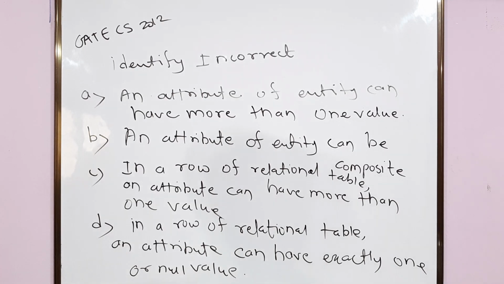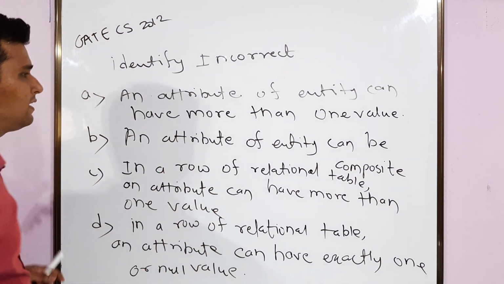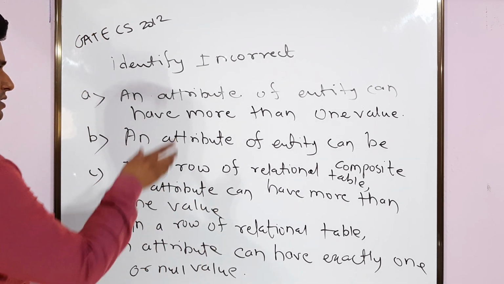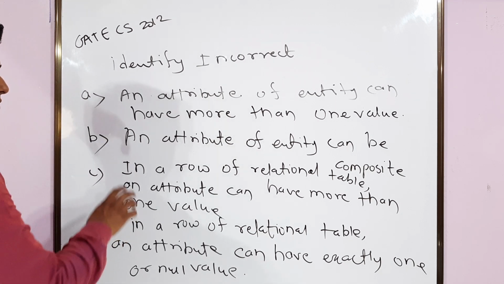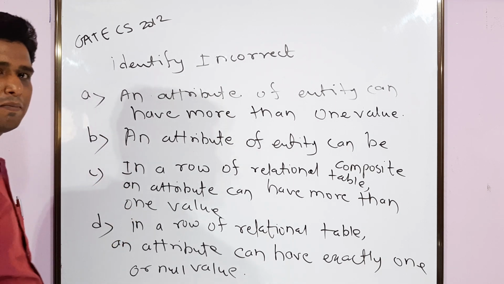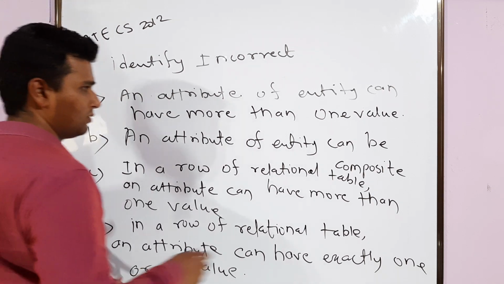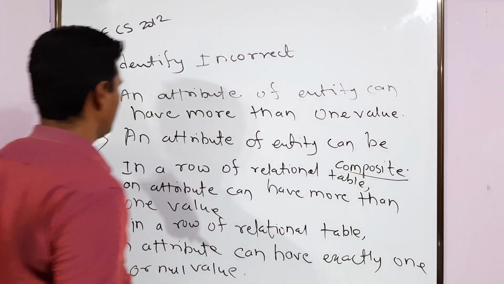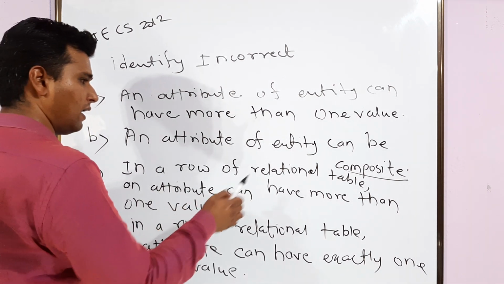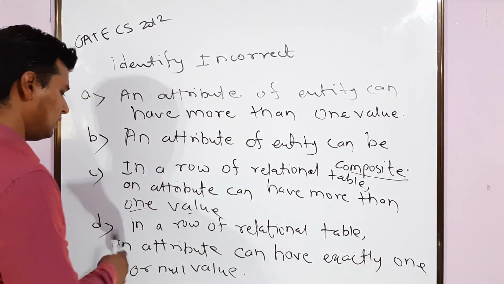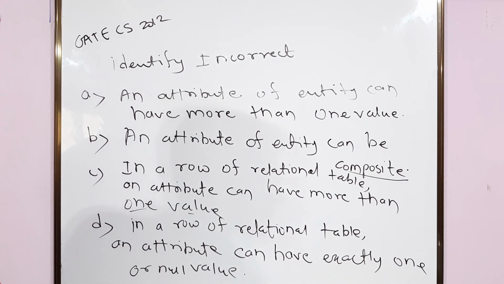Now look at this question. They are asking to identify the incorrect statement. The first is: an attribute of an entity can have more than one value. Second: an attribute of an entity can be composite. C option is: in a row of a relational table, an attribute can have more than one value. And D: in a row of a relational table, an attribute can have exactly one ordinal value. So we have to identify the incorrect statement.